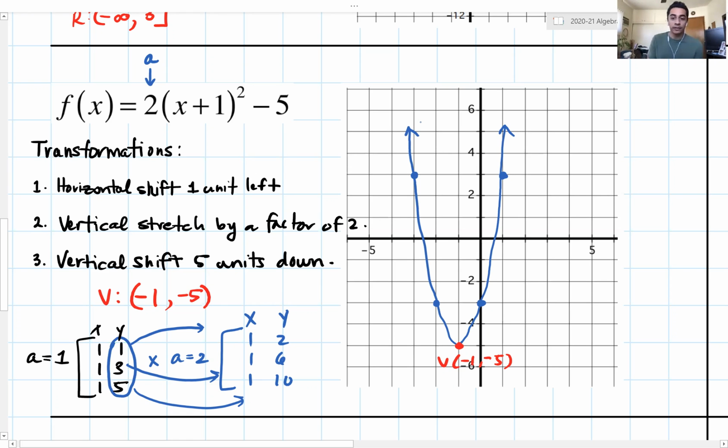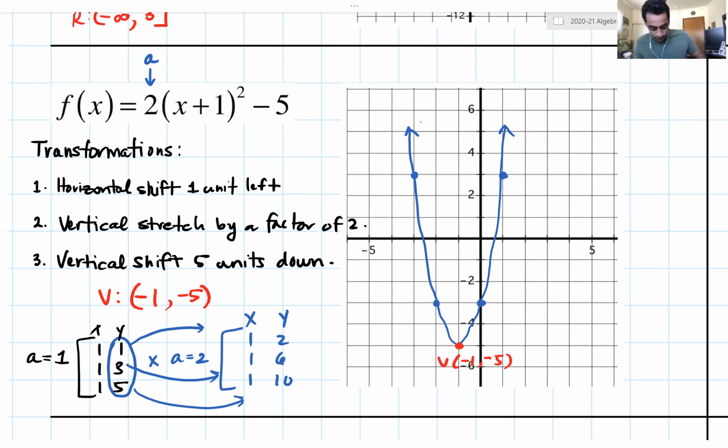And there we go. So you can see that it is more narrow compared to what we usually graph. It is growing much faster in the vertical direction. But that's really all that'll change. That's the only change that we really see.